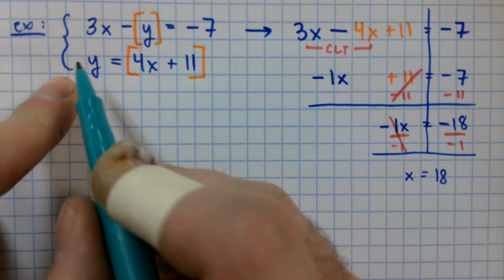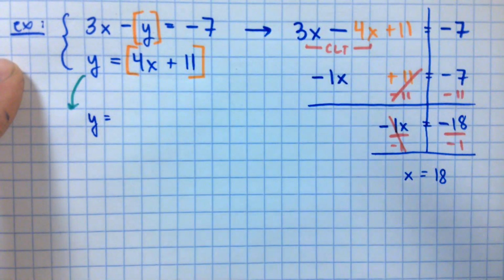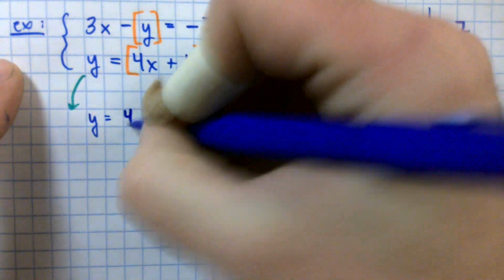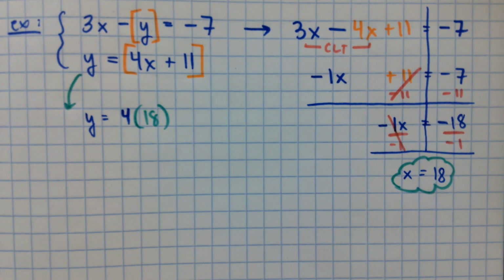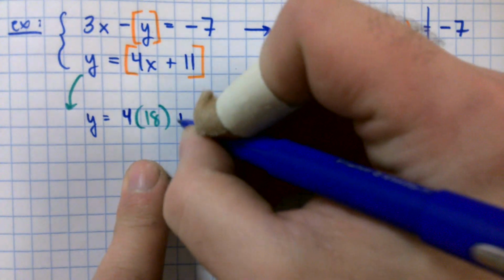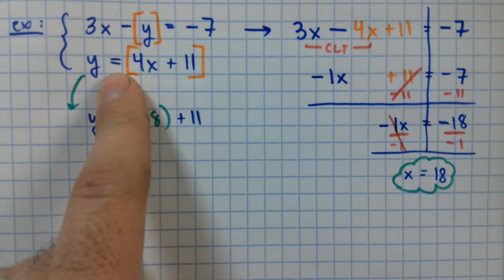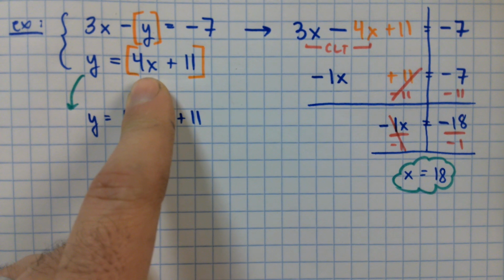Well, if this one already tells me what y is, we could say that y is equal to 4 times 18 plus 11. Did I do something wrong with this? What we did looks right, right? Yeah.